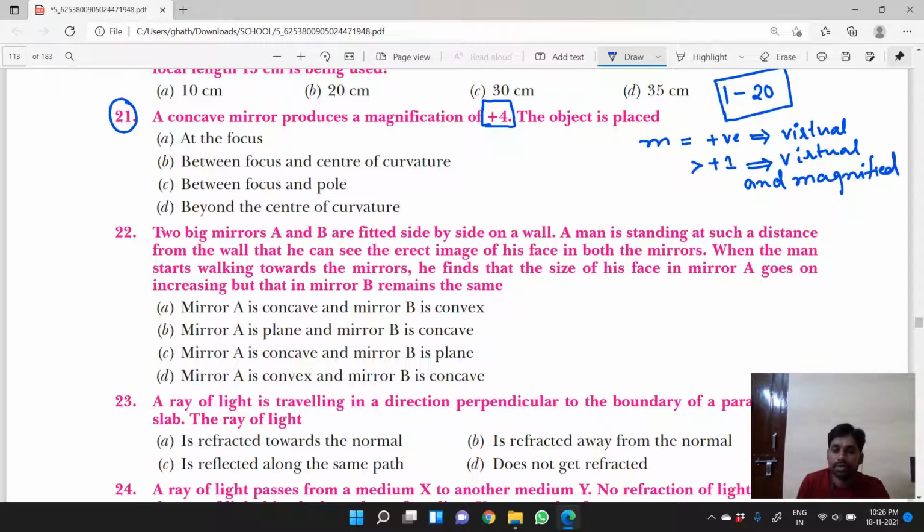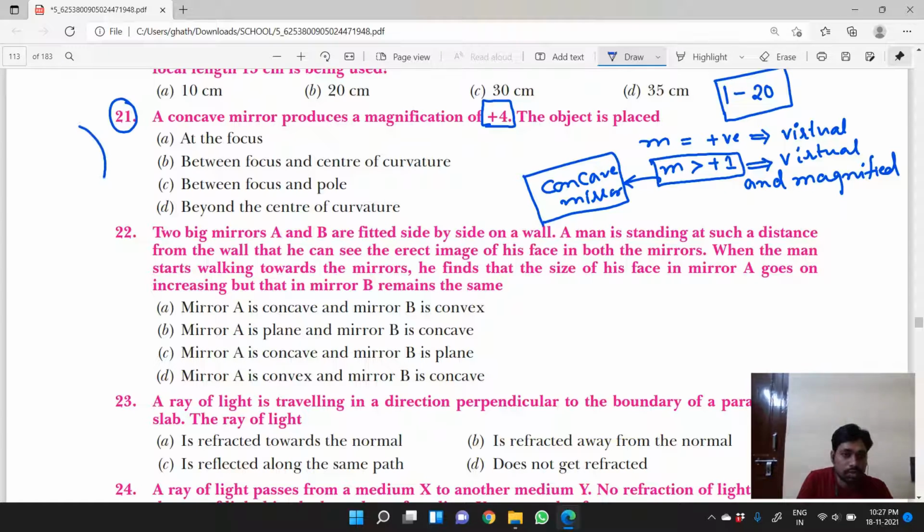In the previous video, I already told you, if the mirror is producing magnification greater than 1, that mirror is called a concave mirror. So if you want to answer this, you should keep in mind where we have to place the object in front of the concave mirror. This is a very familiar question, and we can expect this kind of question in the exam.